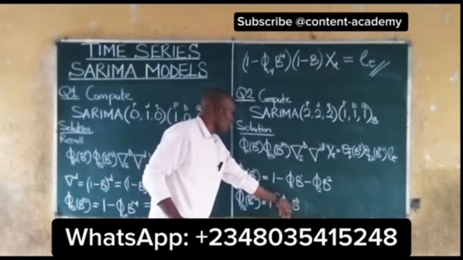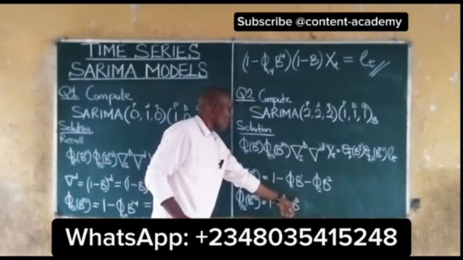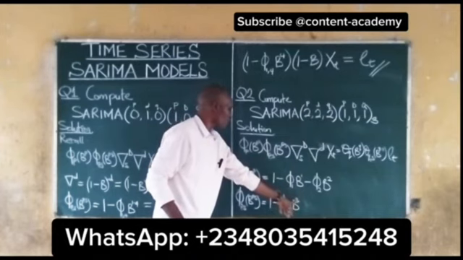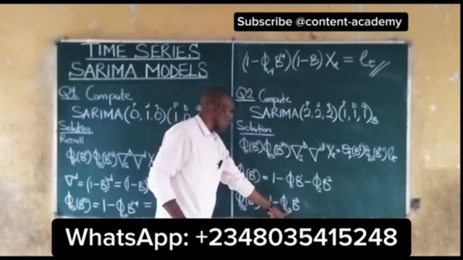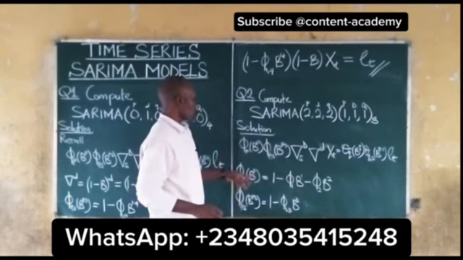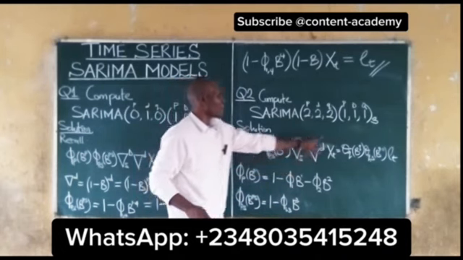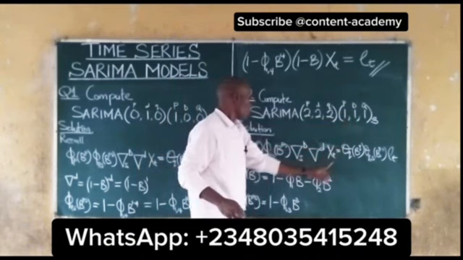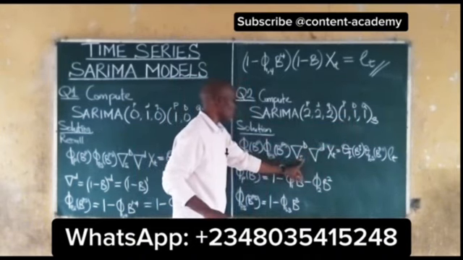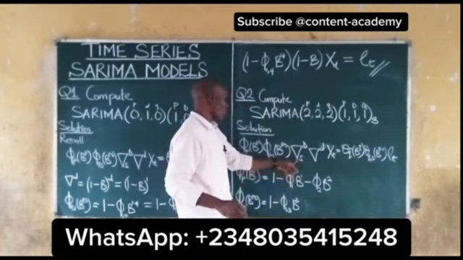Then B raised to the power of the first one will not be PS. So the first one we have here is just 3. It will be 3 multiplied by 1. That means 1 multiplied by 3. So we have this. The next on our list is the seasonal differencing part. We have it as 1. So the D here is 1, the S here is 3. How do we complete this?